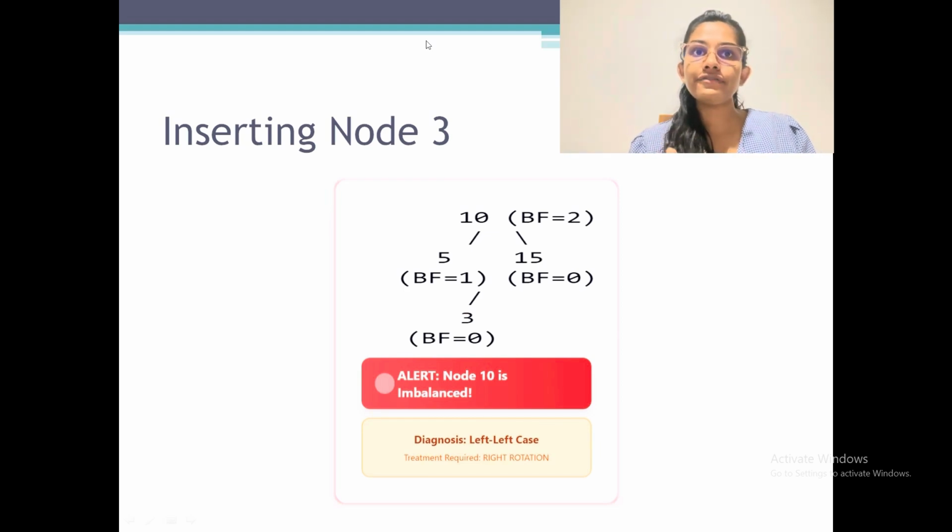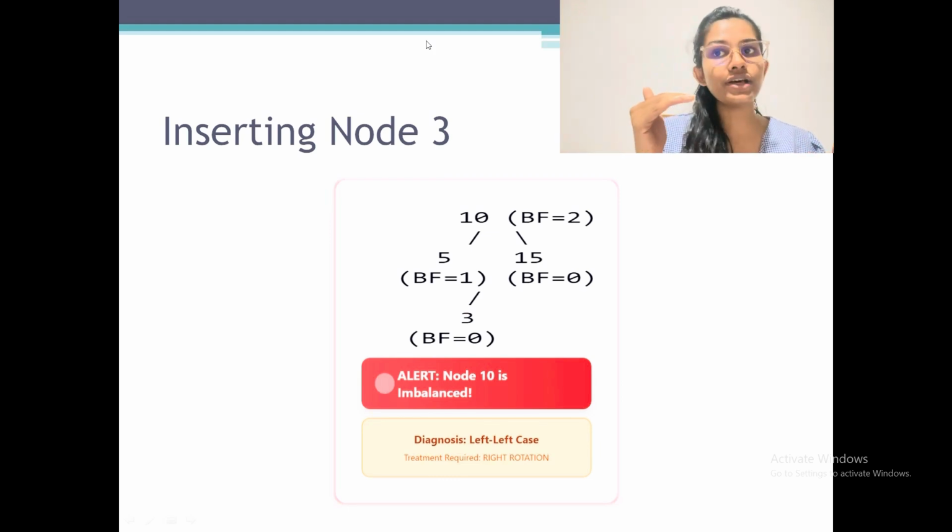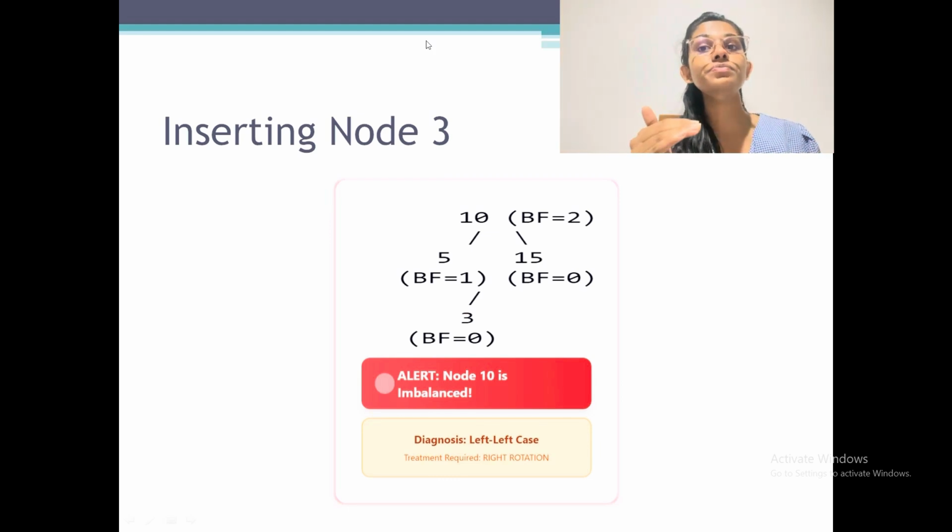Node 5 has a left subtree of height 1 and a right subtree of height 0, giving it a balance factor of 1. That's fine. But now look at node 10. Its left subtree has height 2 while its right subtree has height 1. The balance factor of 10 is now 2. We have an imbalance. Specifically, this is a left-left case because the insertion happened in the left subtree of the left child. So we need to perform a right rotation at node 10.